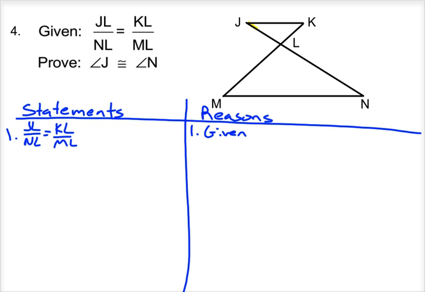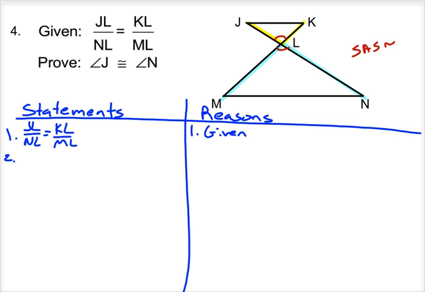So JL and KL are on the top of the proportion, and NL and ML are on the bottom of the proportion. I notice that vertical angles are congruent, so I can get triangles that are similar to each other. And if I look at my proof statement, I know that if the triangles are similar, all the angles are going to be congruent to one another. So my big thought is, let's say the triangles are similar by side-angle-side similarity, and then I can get my final proof statement that the angles are congruent.